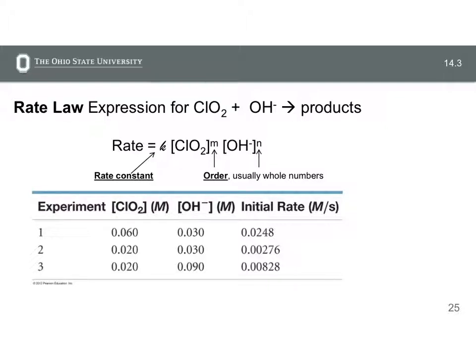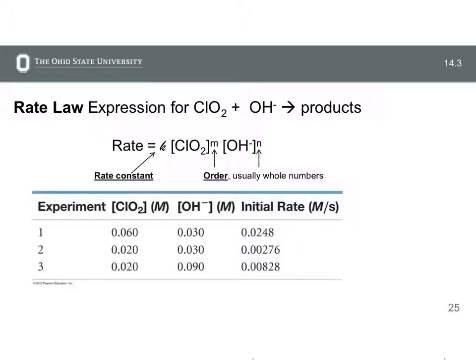The way that we are going to do so is by doing different experiments with different concentrations of reactants and then determining experimentally the initial rate. So what this data table is showing us is that we have 3 experiments. In the first one, we use 0.06 moles per liter of ClO2, react that with 0.03 moles per liter of OH minus, and we get an initial rate. Then in the second experiment, we change the concentration of ClO2, but we leave the concentration of OH minus the same, and we see what our initial rate ends up being.